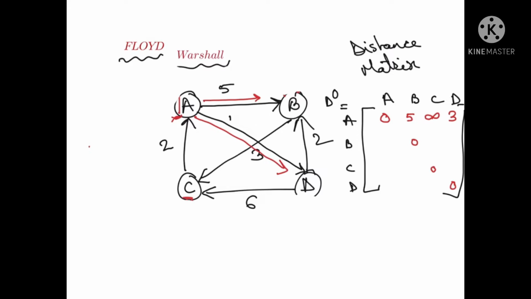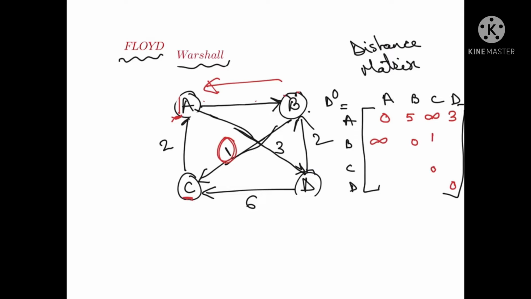Do the same process for B to A. Can we go from B to A? If you observe, no, there's no direct path, so this will be infinity. B to B will remain 0. Now B to C. You can directly go B to C, so this is 1. And B to D, there is no direct path, so that means infinity. So this is 1 and this is 2.